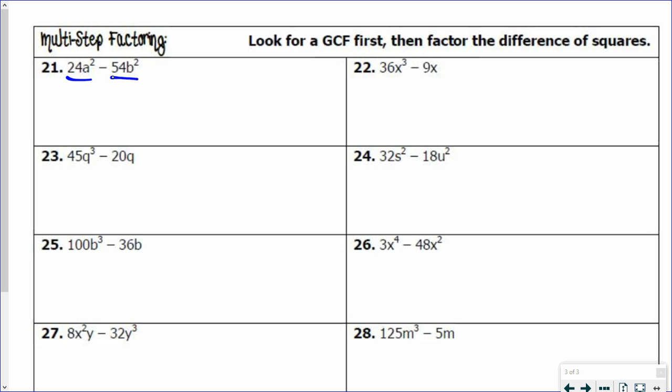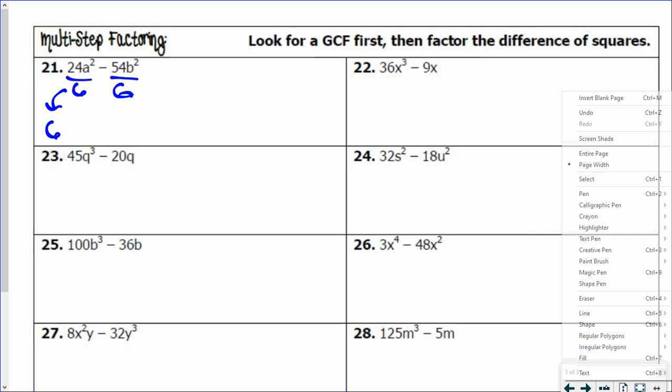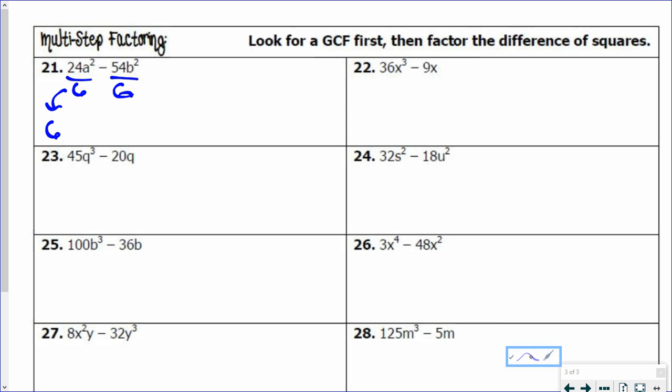So remember, the way you do that is you divide each of these by 6. That's a 6. Bring the 6 out in front. And then 24a squared divided by 6 is 4a squared. Minus 54 divided by 6 is 9b squared. And really give myself room there. Let me write this out and give myself more room. So 24 divided by 6 is 4a squared. Minus 54 divided by 6 is 9b squared. So that was step 1.